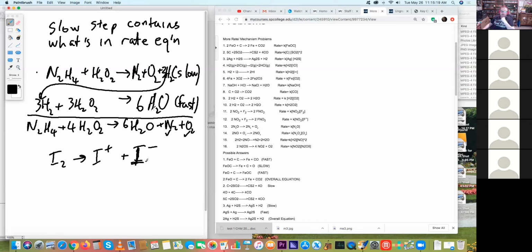Yes, because NO2 and F2 are both reactants. Number 12, slow step, first step. No, because the F plus is not a reactant. Number 13, slow step, first step. Yes, because N2O is a reactant. Number 14, slow step, first step.